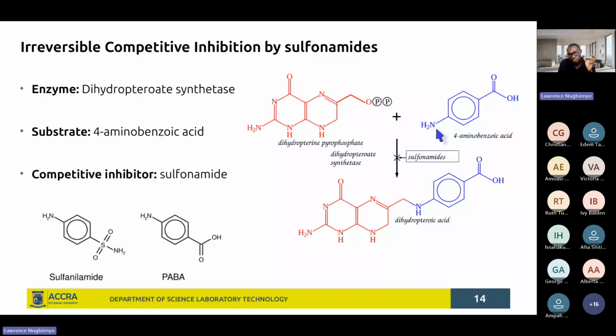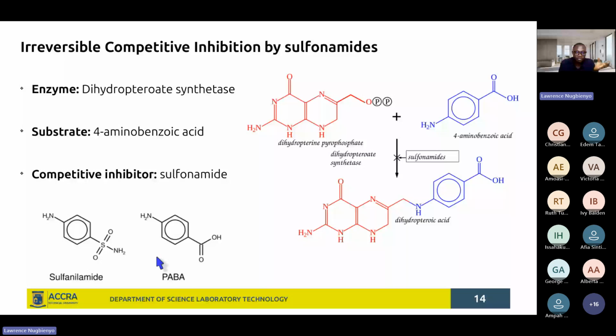And so it's sort of the inhibitor is deceiving the enzyme, as if it's having the same structure and then it binds to the enzyme, but because it's not having the same function as the substrate, once it binds, the reaction does not proceed. So we see the structure of a sulfonamide put side by side with para-aminobenzoic acid for us to see the similarity.